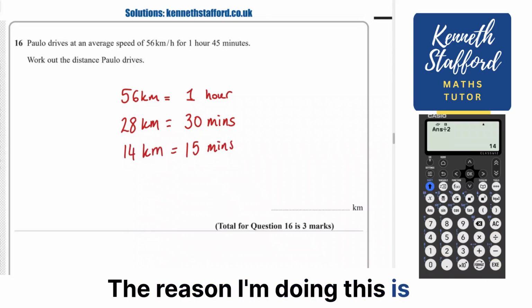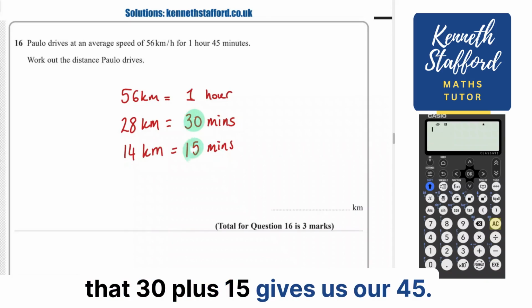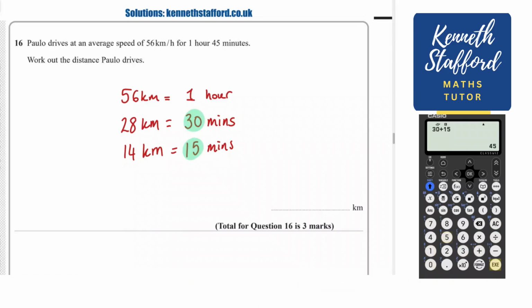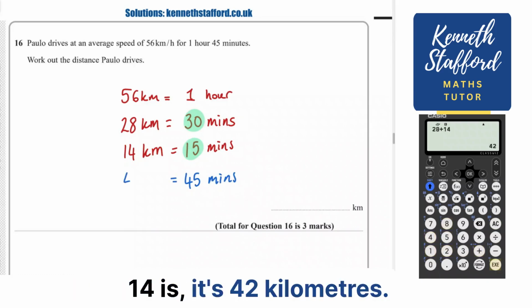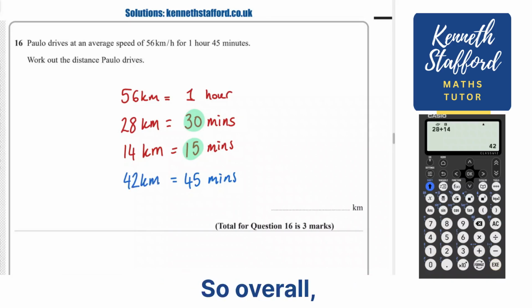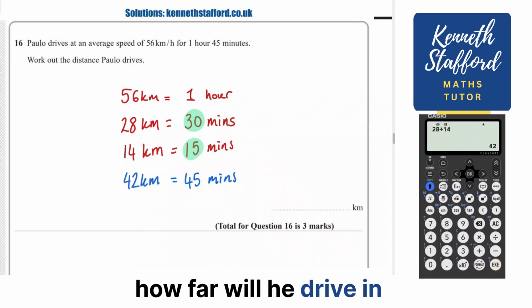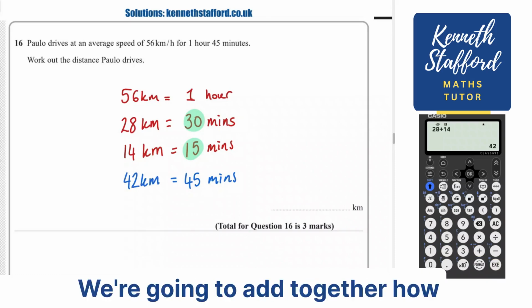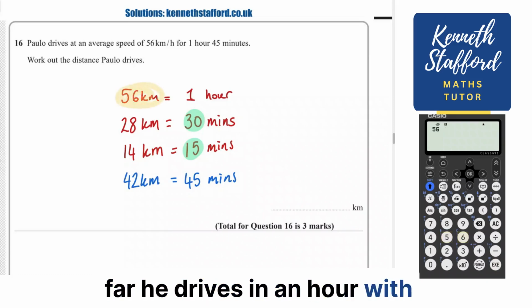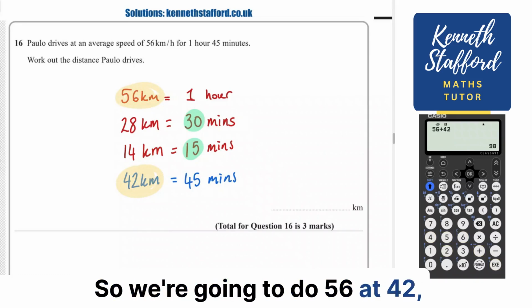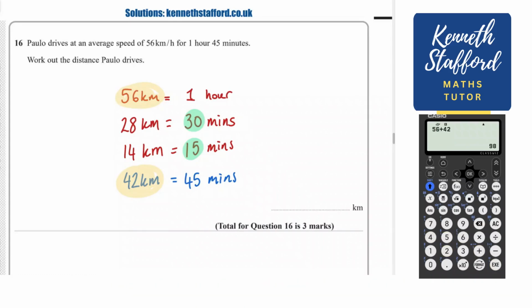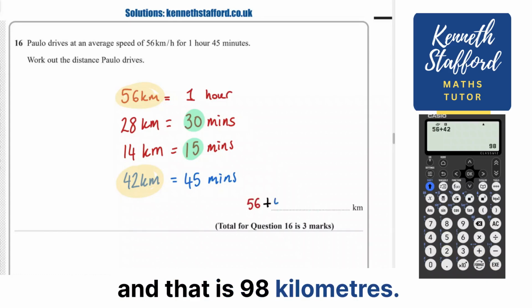The reason I'm doing this is that 30 plus 15 gives us our 45. So in 45 minutes, Paolo would drive whatever 28 add 14 is. It's 42 kilometers. So overall, how far will he drive in 1 hour and 45 minutes? Well, we're going to add together how far he drives in an hour with how far he drives in 45 minutes. So we're going to do 56 add 42. And that is 98 kilometers.